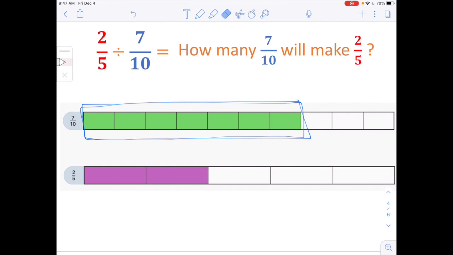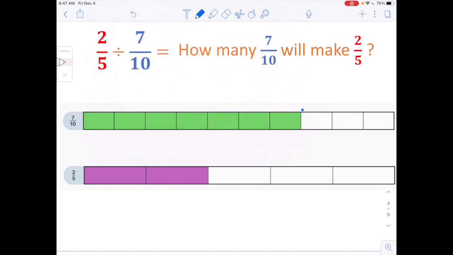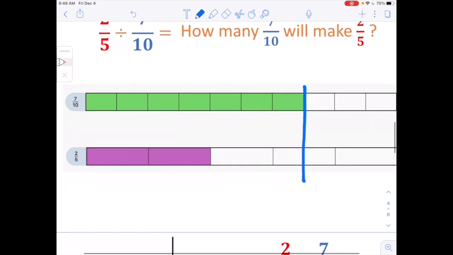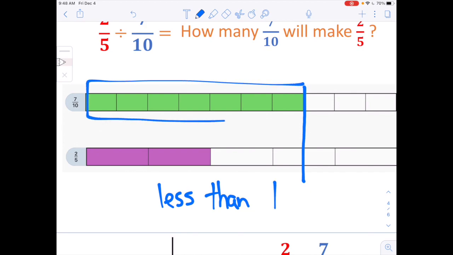Do you notice that the green part is a lot bigger than the purple part? Right? So if the green part is bigger than the purple part, if I drew a line going straight down at the end of my green, the purple part doesn't even get there, right? The purple part is smaller than the green part. That means my answer has to be less than 1. I can't even use this chunk one time to make the purple part.